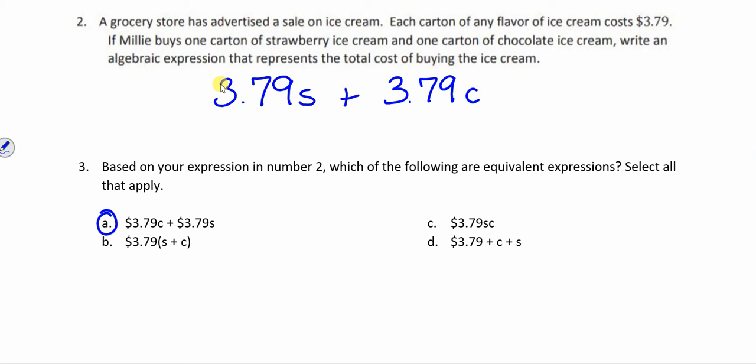If it's 1 carton of strawberry, 1 carton of chocolate, then she's going to pay $7.58 for ice cream. If we plug in 1 for S and C, then we only get $3.79. If we plug in 1 for C and S and D, we get $5.79. The only one that'll work is B. So those are the only ones that are possibly the correct answers. All right, so let's move on.